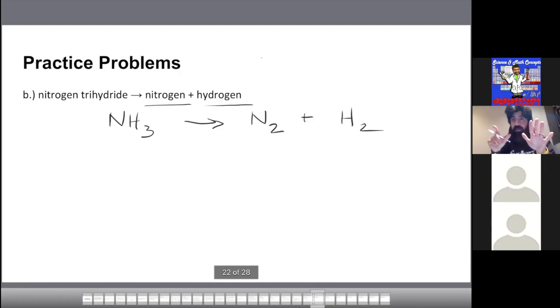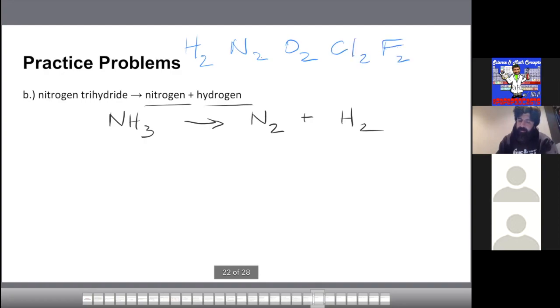Okay, there are 7 diatomics, and they are hydrogen. Let me change the color. The diatomics are as follows. If you see hydrogen by itself, it's always H2. Nitrogen is always N2 when they're by themselves. When they're with another element, they're not diatomic. Oxygen is another one, that's not just O, it's O2. Chlorine, fluorine, bromine, and iodine. Okay, so those are the 7.